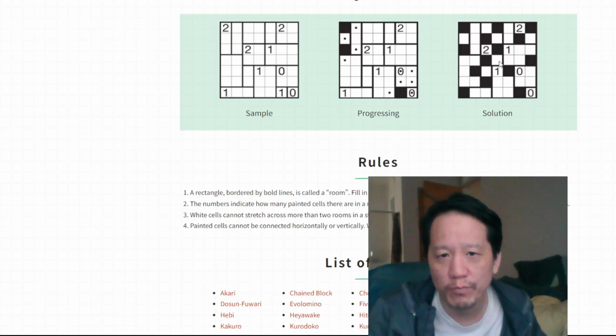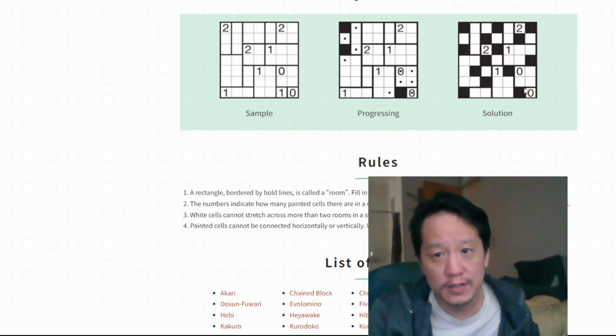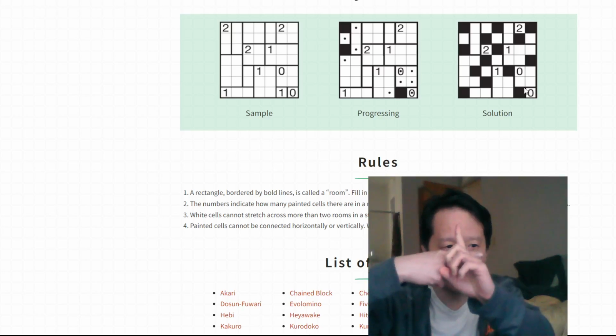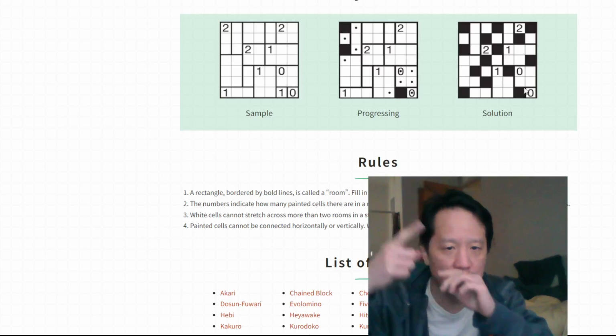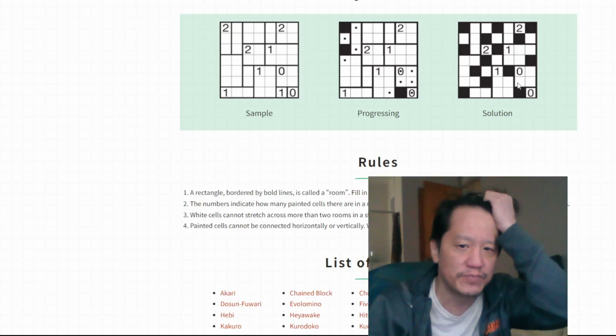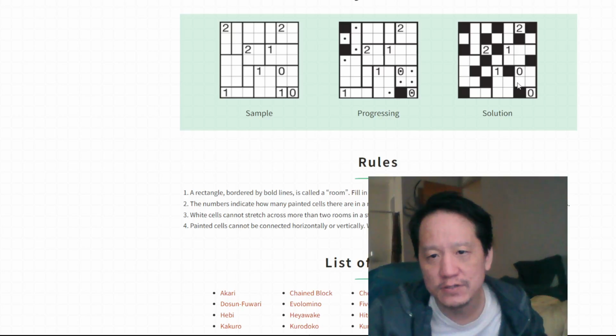Okay, so that means the painted cells, the colored cells, cannot share an edge with another painted cell. Interesting. White cells must not be separated by painted cells.